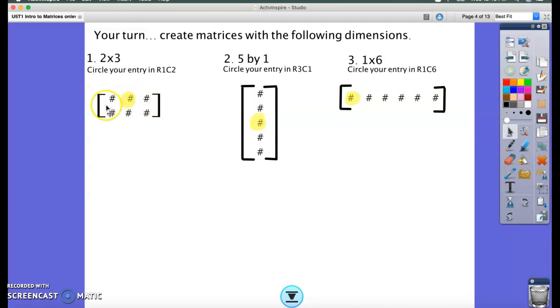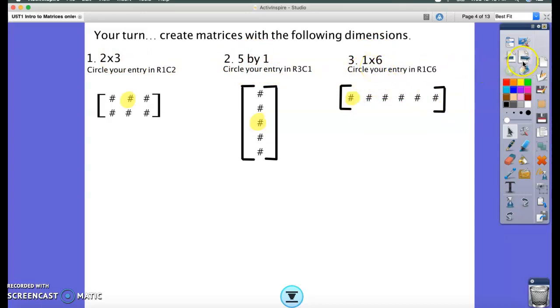So I have 6 entries ultimately, 2 rows, 3 columns, and in row 1, column 2, it would be this guy that you circled. Here's your answer for number 2. You should have the middle guy circled. And here you should have this. And if you notice, if you would multiply these, this tells you how many entries you're going to have. So 6 here, 5 here, 6 here. They're just arranged in a certain way because of the matrices.